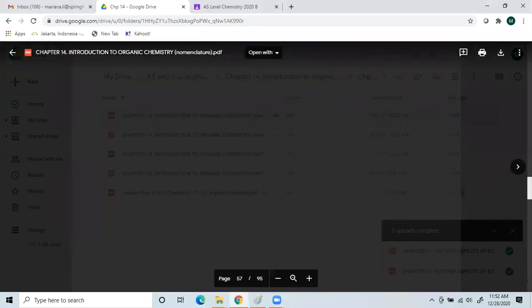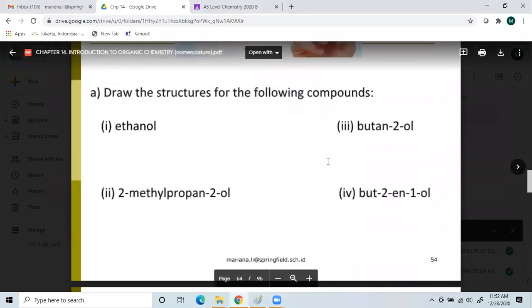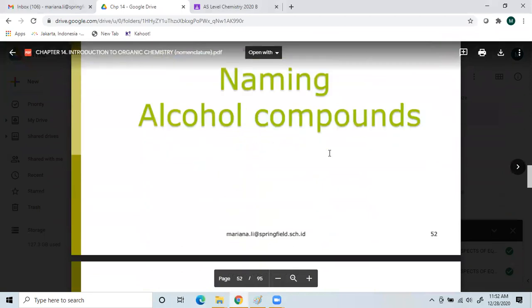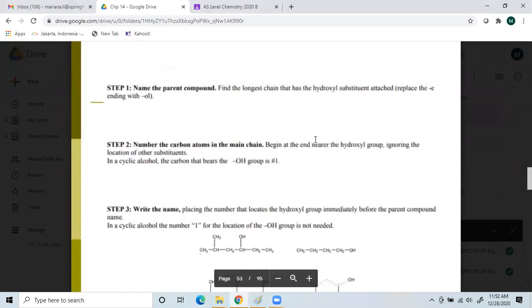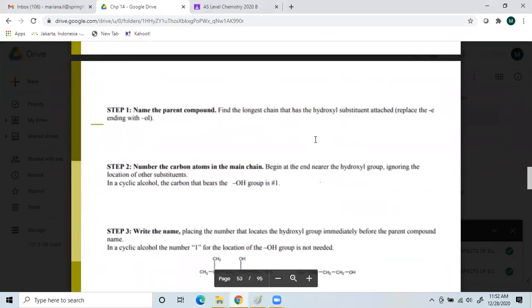Okay, and then now let's start naming alcohol compounds. To name alcohol compounds, first you should understand that the longest chain will end with "ol." So let's say I have this, okay, the name would be butanol. Butanol, because this is an alcohol, so it ends with "ol."